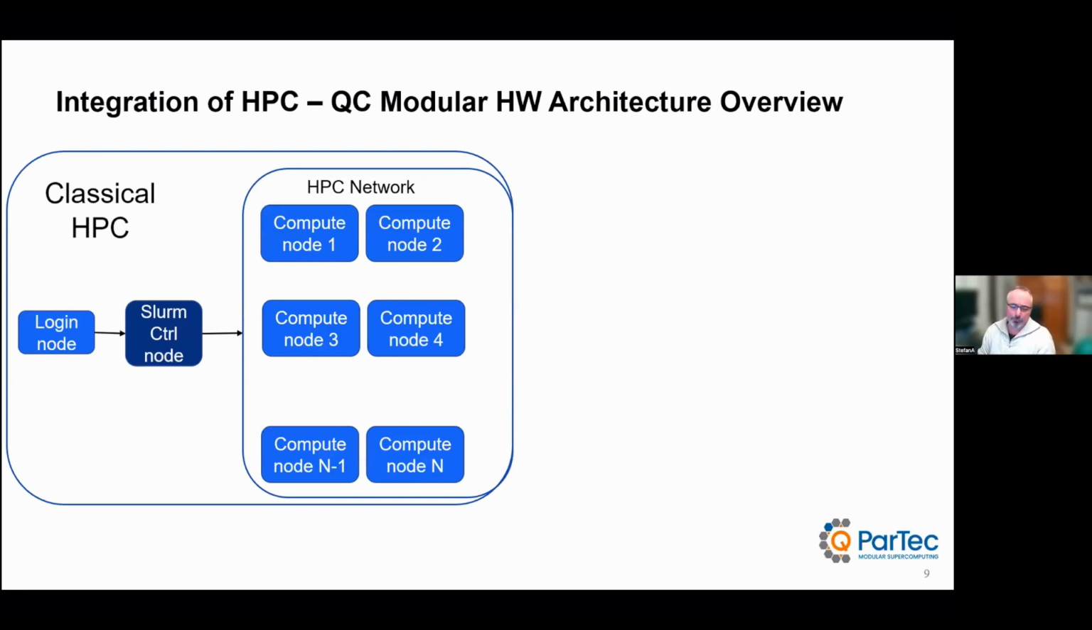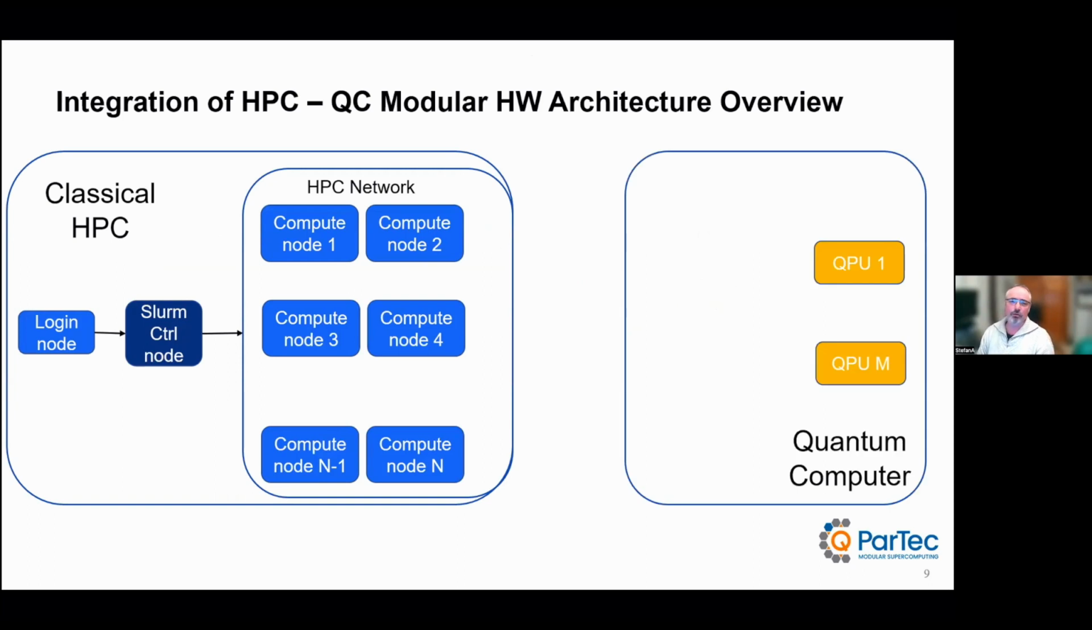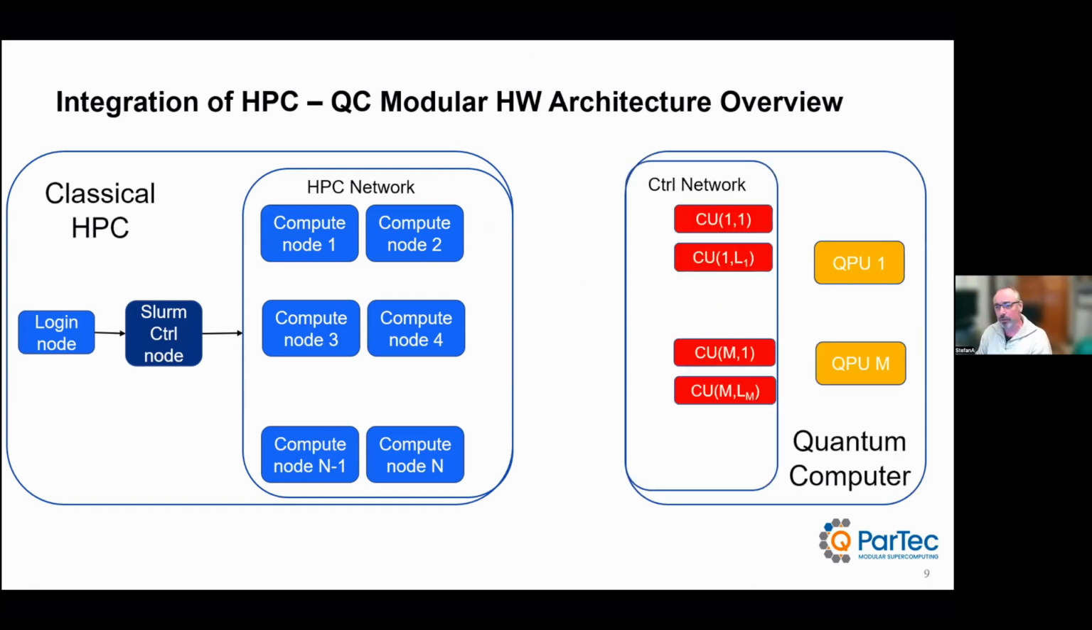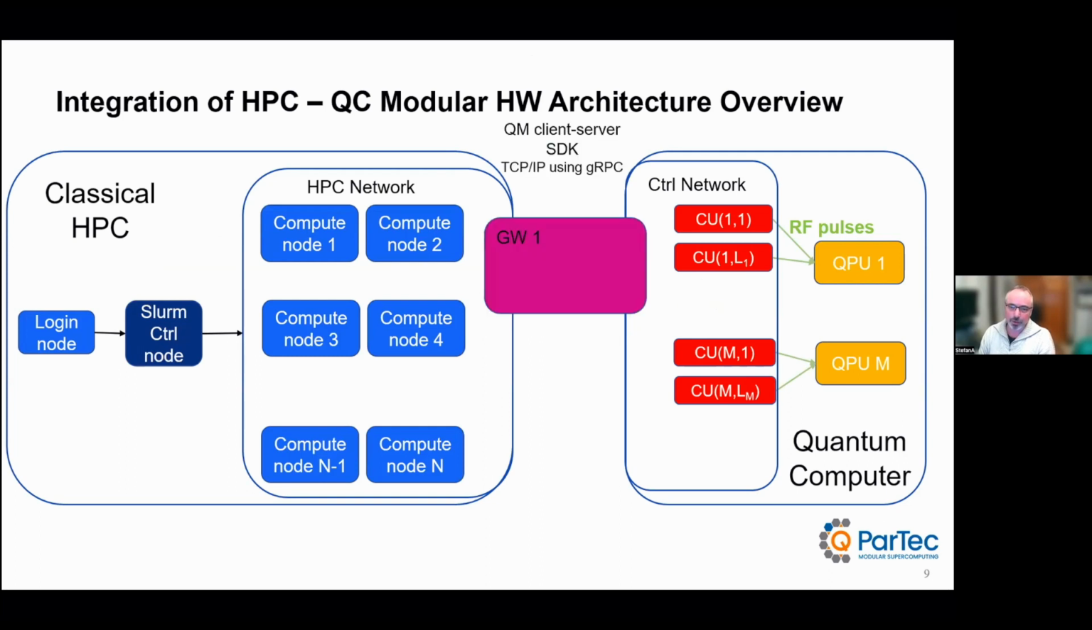From a hardware, from the HPC point of view, what you have to do is you take your classical HPC, you take your quantum computer, you take the control node network with all the control units you need. The control units talk over radio frequency pulses with the QPU. And then you put a gateway node in between those two systems. The gateway node is able to talk to the HPC system and also to the quantum computer system.